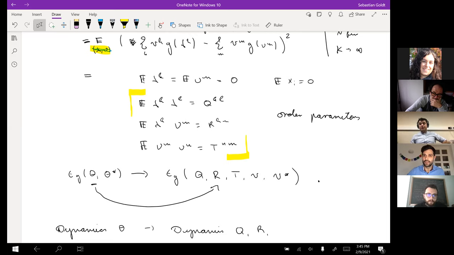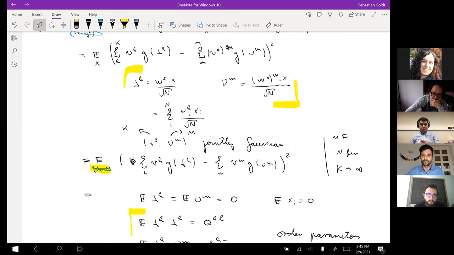So Jean's point is that a sum of Gaussian random variables is always Gaussian for any n. So I don't need the thermodynamic limit here. If they're weakly correlated, so if instead of being not correlated at all, this was like order 1/n or something, these fields would still be jointly Gaussian.